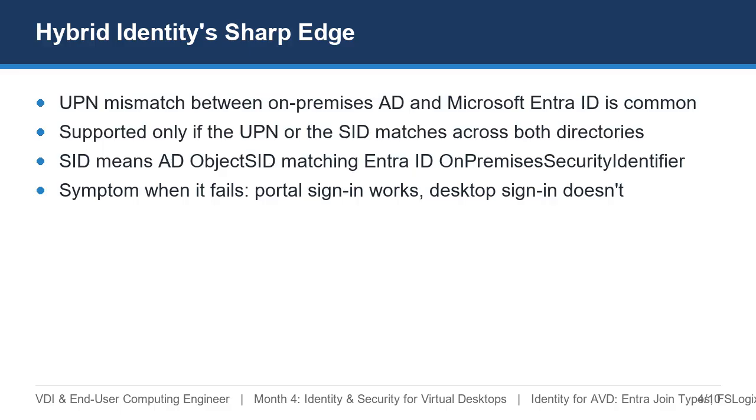Hybrid identity has a sharp edge that catches almost everyone eventually. Your on-premises account might be user@contoso.local while Microsoft Entra ID knows the same person as user@contoso.com. Azure Virtual Desktop only supports that mismatch if either the user principal name or the security identifier matches between the 2 directories. When neither matches, the classic symptom is that a user authenticates to the Azure Virtual Desktop service just fine but then fails to sign into the session host itself.